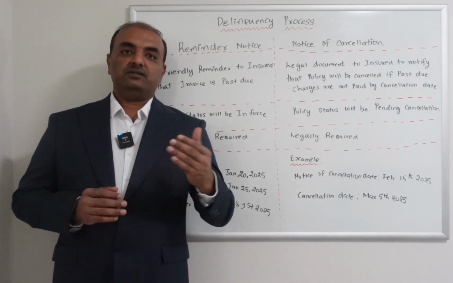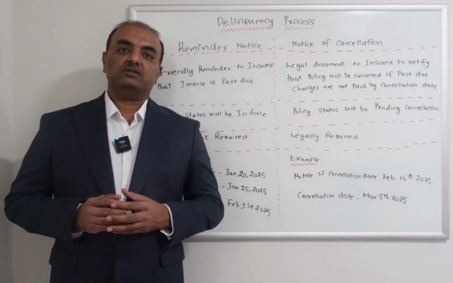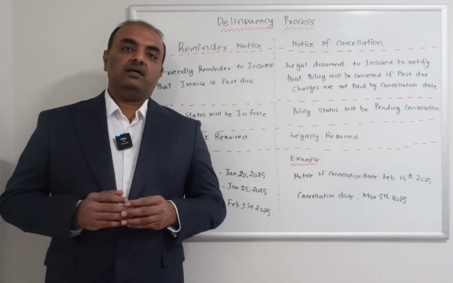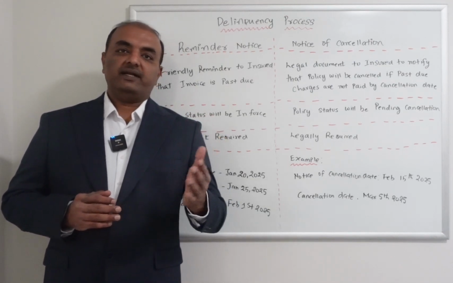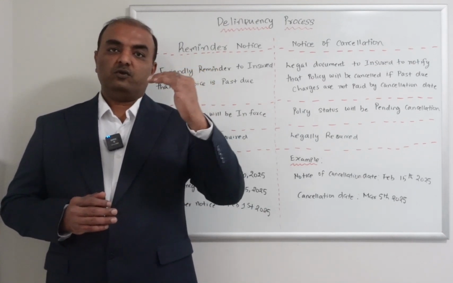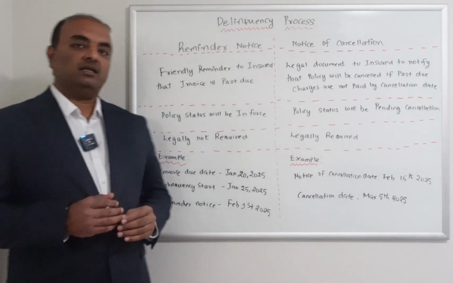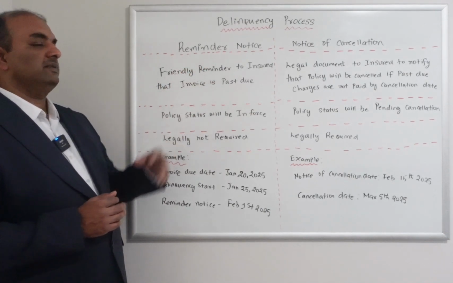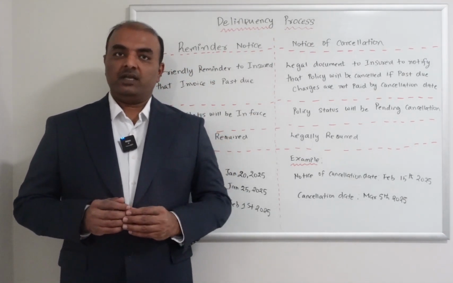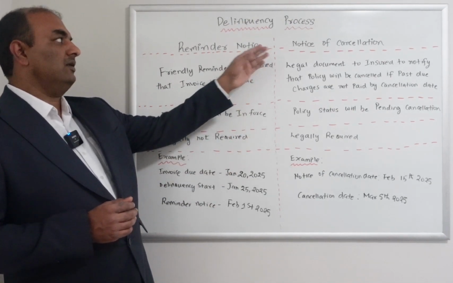Say you have an invoice with a bill date of January 1st, 2025 and the due date is January 25, 2025. If the customer does not pay as of January 26, a delinquency kickstarts and then we have some workflow steps. One of the earlier workflow steps is the reminder letter, which is nothing but reminding the customer that there is a past due amount. Whereas notice of cancellation follows the reminder letter.